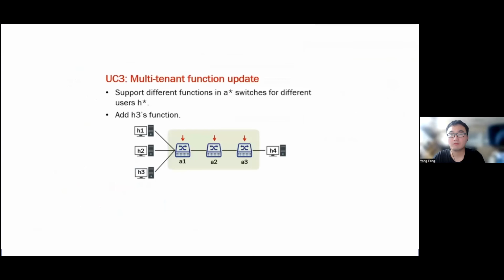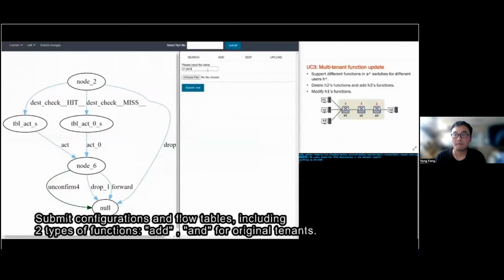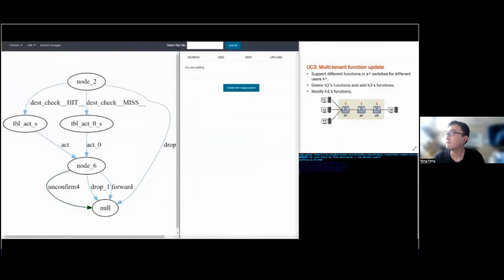The third use case is, the base program supports add and logic and aggregation. H1 emits packets with add requirement and H2 with logic and requirement. Now tenant H3 joins the network with logic or requirement. The three switches need to support the new requirement. The step is, download configurations and flow tables, including two types of functions, logic and add, for original tenants.